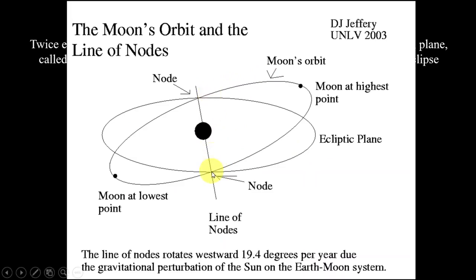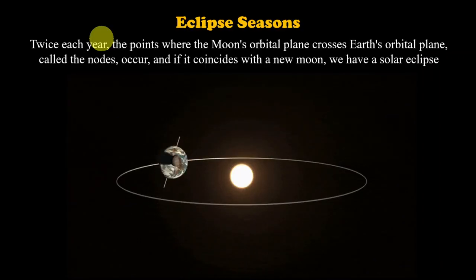If the moon is at the node, and now you have a new moon, then you're going to have a total solar eclipse. Have you seen it? And it happens only twice a year. That is why, on average, we witness two solar eclipses every year.